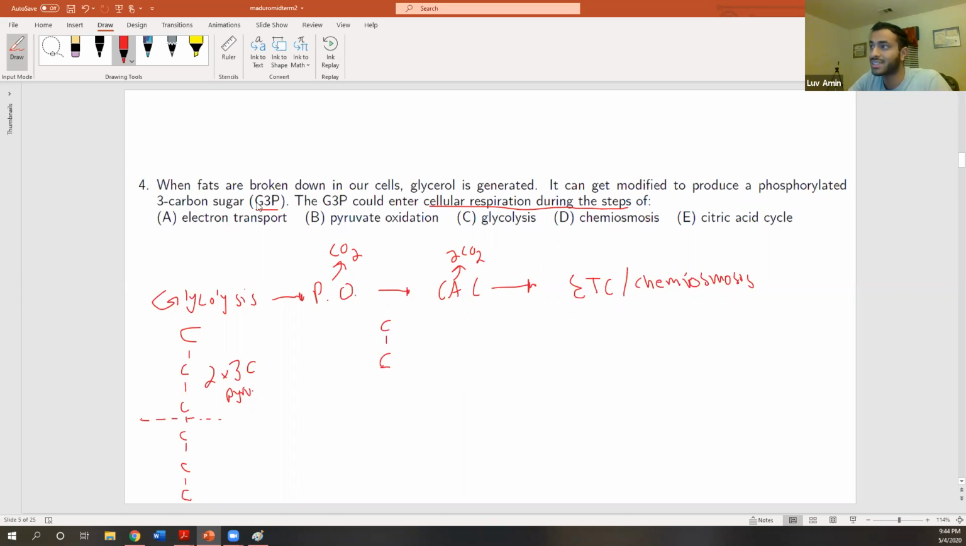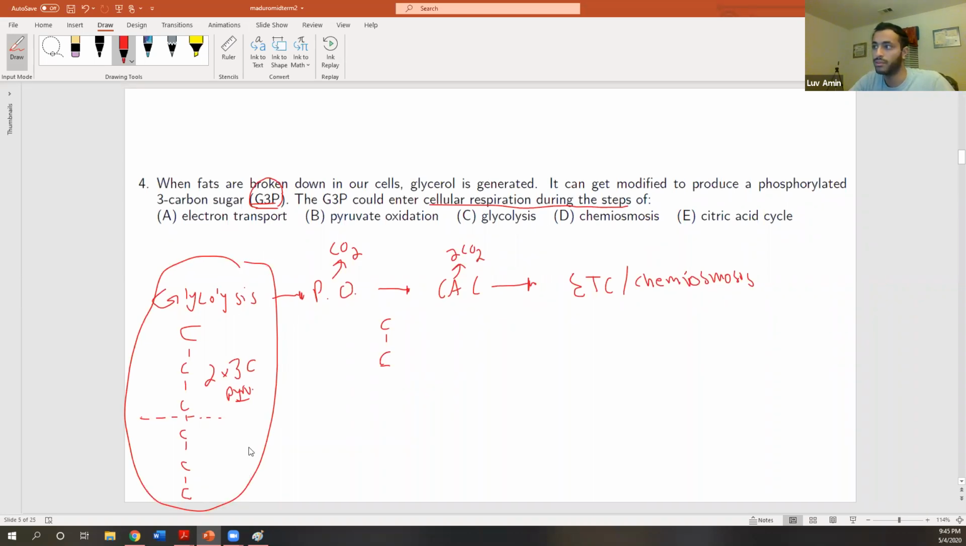Our question is asking about G3P. So it's a 3-carbon sugar. Well, the only place we know that we have a 3-carbon sugar is during glycolysis and the start of pyruvate oxidation. And we know that a 3-carbon sugar in pyruvate oxidation is called pyruvate, right? So in this case, we have G3P. So this G3P needs to get modified into pyruvate somehow, and that can only happen in glycolysis, right? Because that's where we make pyruvate. So the answer to this question would be C, glycolysis.